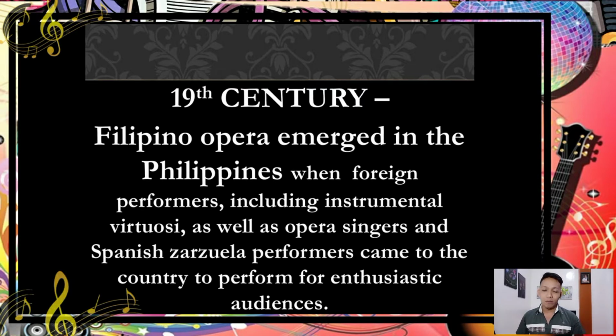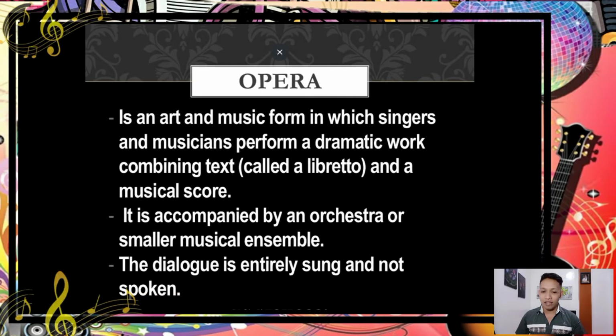To understand what opera is, here are some of the definitions. It is an art and music form in which singers and musicians perform a dramatic work combining text, called a libretto, and a musical score. It is accompanied by an orchestra or smaller musical ensemble, and the dialogue is entirely sung and not spoken. So those are the things that we have to consider when we speak of an opera.